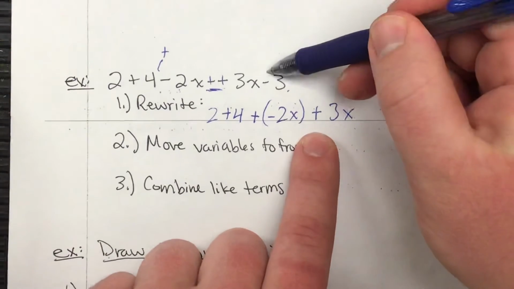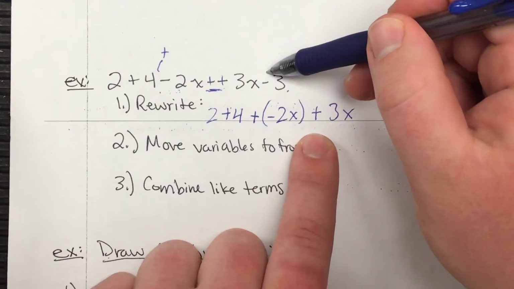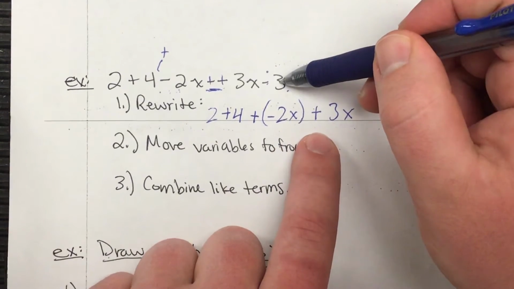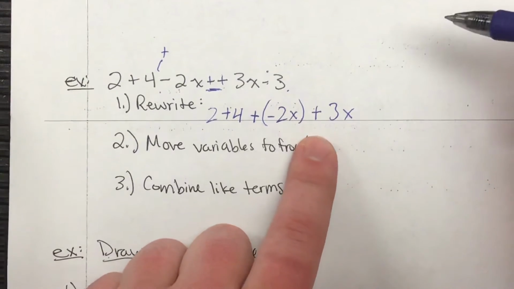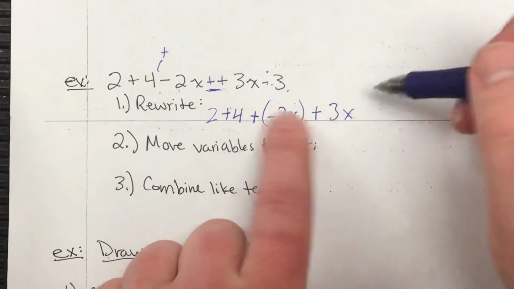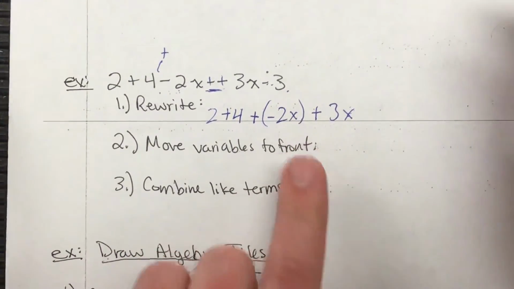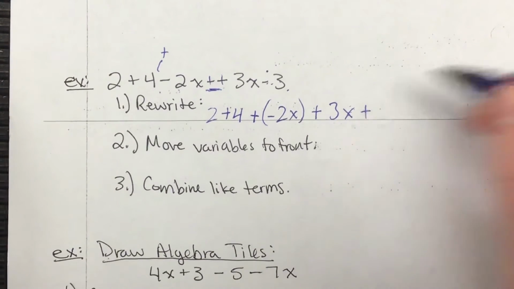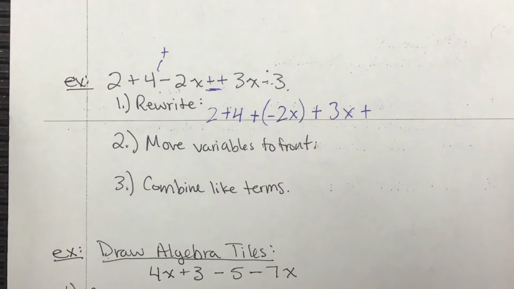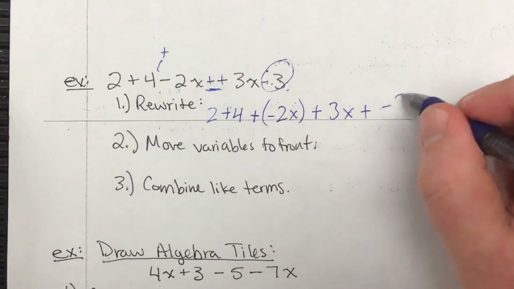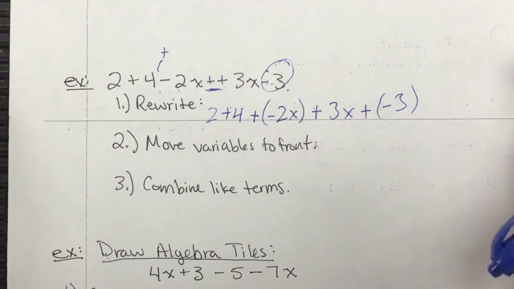So we're rewriting subtracting as adding the opposite. So this is 3x minus 3. How would we turn 3x minus 3 into an addition problem? What are you going to need for an addition problem? A plus sign. And what do we add? Negative 3, right? Because we're adding the opposite.